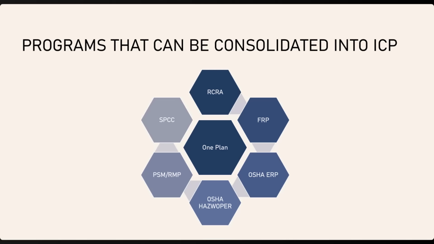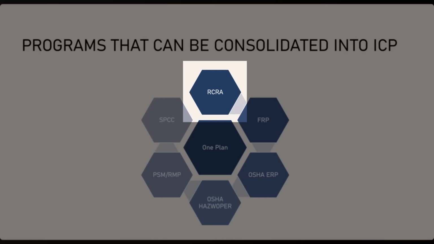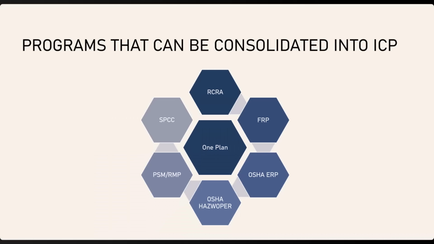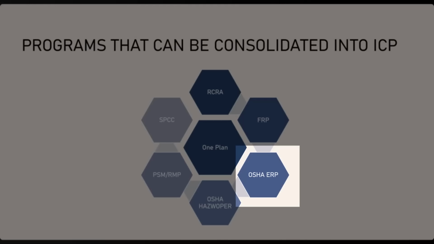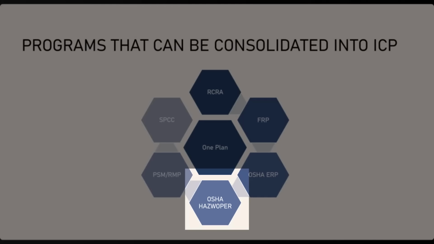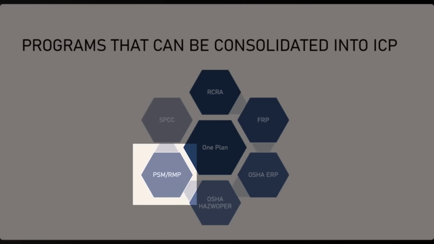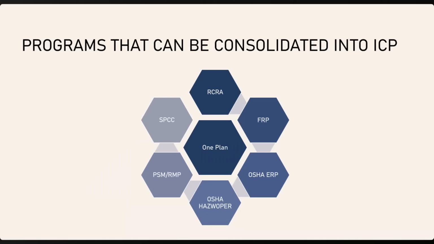The programs that can be consolidated into a one plan are numerous and include the following: the RCRA Contingency Plan required for hazardous waste generators, the SPCC Plan, the Facility Response Plan required for large oil storage facilities, the Emergency Response Plan required for numerous chemical and industrial operations, the HAZWOPER Emergency Plan required for waste treatment operations and cleanup sites, and the Process Safety Risk Management Program requirements by EPA for certain chemicals. If needed, even other regulatory programs can be added, such as the applicable state regulations.